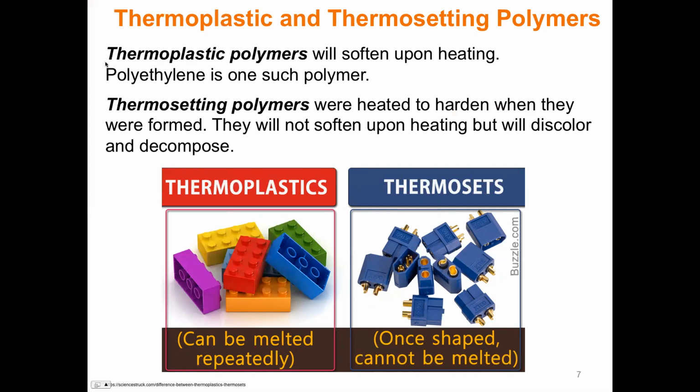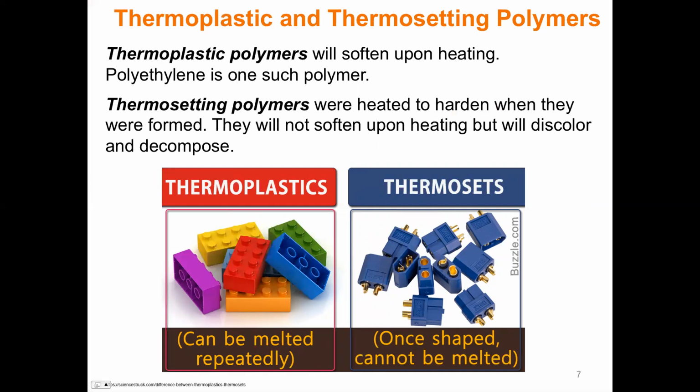So here what you're using is thermo, so heat, so thermoplastic, right? These polymers soften when they're heated, okay? Polyethylene is one of those, all right? Other polymers will behave differently. They're heated to harden, and they don't soften afterwards upon heating, right? So you can sort of see the difference in what they're used for. Lego blocks can be melted down and used over and over again, but thermoset ones won't.